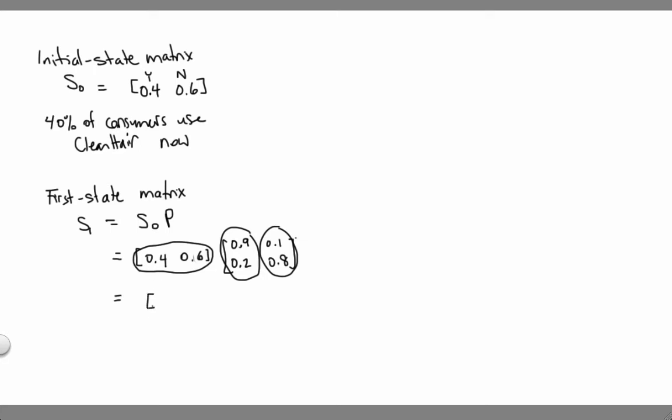All right, so doing our matrix multiplication here, we would find 0.48 and 0.52. And the categories are Y and N, same order as they were in all our previous matrices. So what this is giving us is our percentages after the next purchase. Or you could say one purchase into the future. Everyone uses up their shampoo, goes out and buys their next shampoo selection. Now how many people are using clean hair? Well, 48% of people.